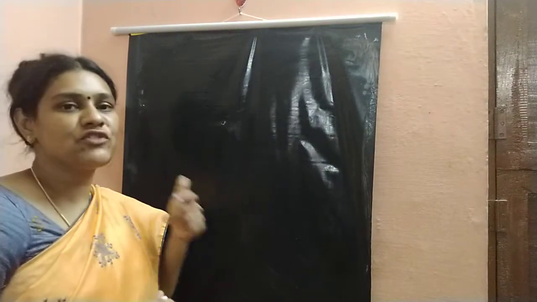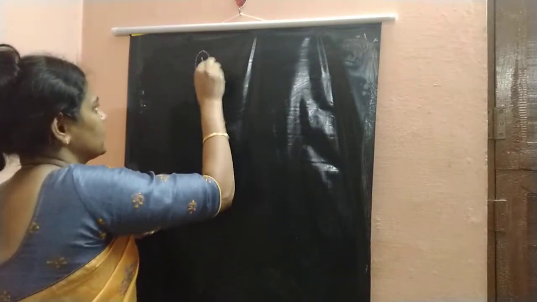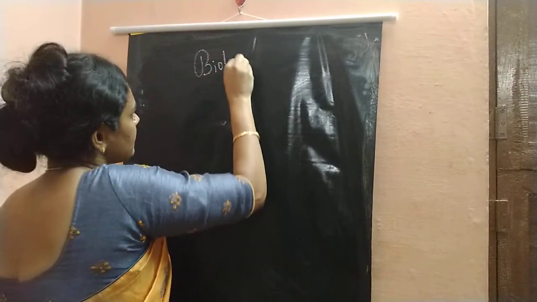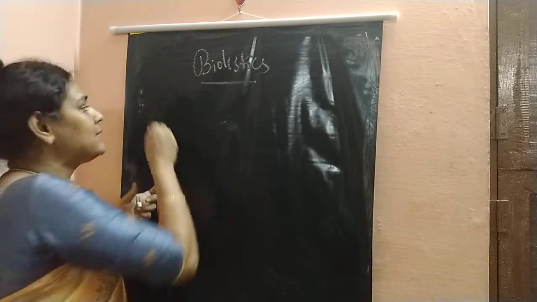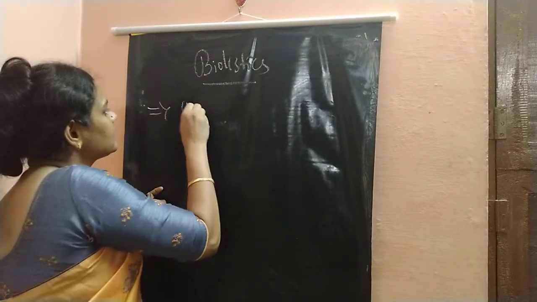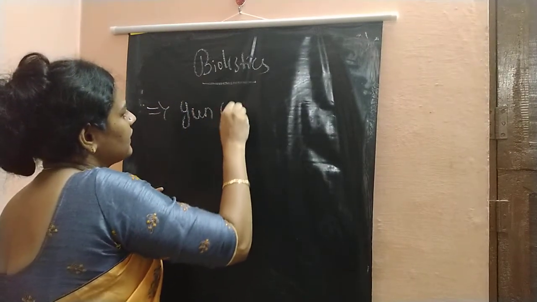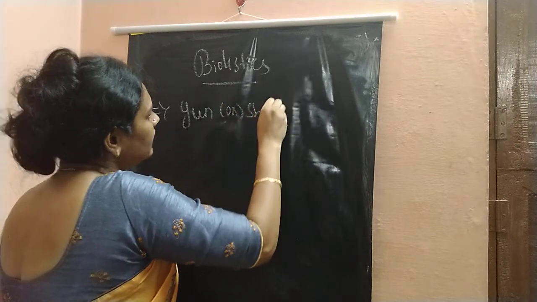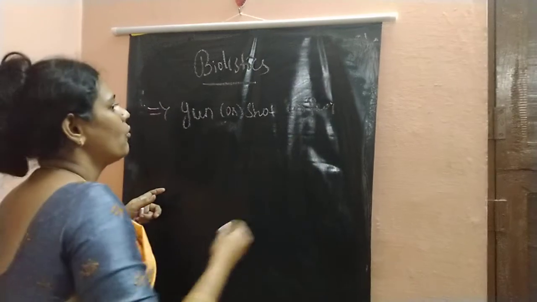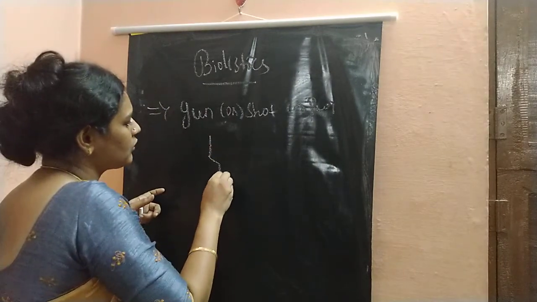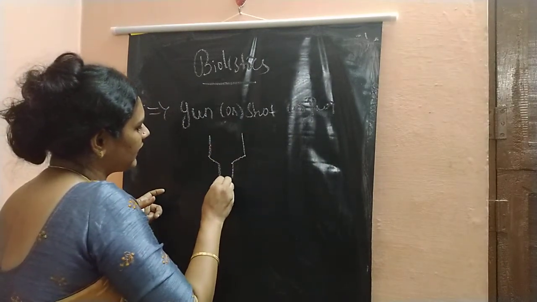The next type of gene transfer is biolistics. In biolistics, it is like a gun method. It is also called the shotgun method or the projectile shotgun method. Why is it called like that? Because they use a gun-like apparatus.